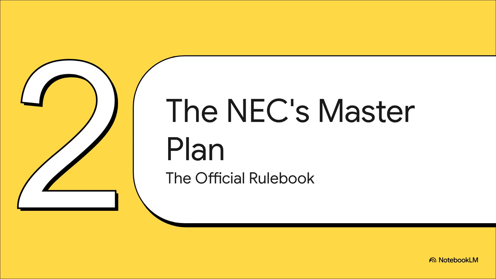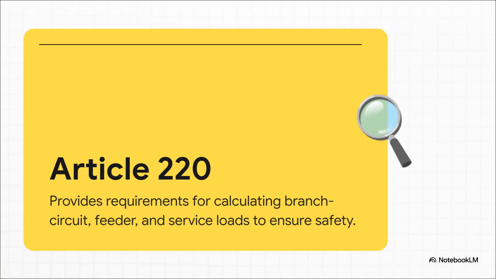Now, to prevent these constant overloads and the potential fire hazards that come with them, there's a master plan, a really comprehensive rule book that the entire electrical industry relies on. And that master plan, folks, is Article 220 of the National Electrical Code, or the NEC. This is the absolute go-to guide. It's what electricians and engineers use to meticulously calculate and design electrical systems that aren't just going to work, but are going to be fundamentally safe.